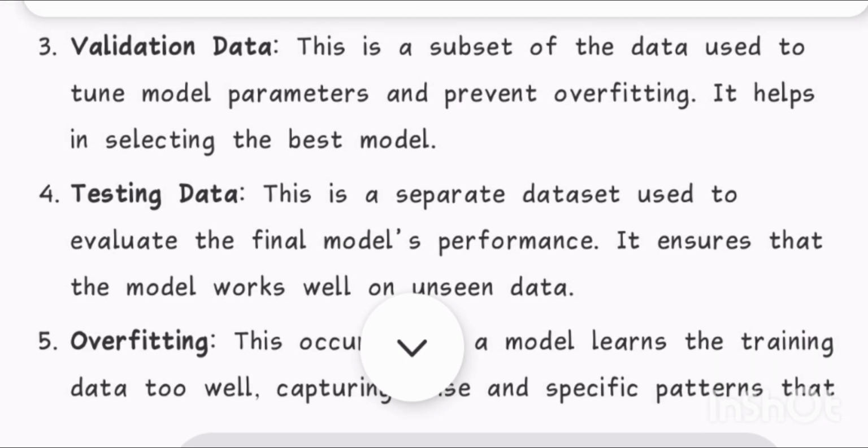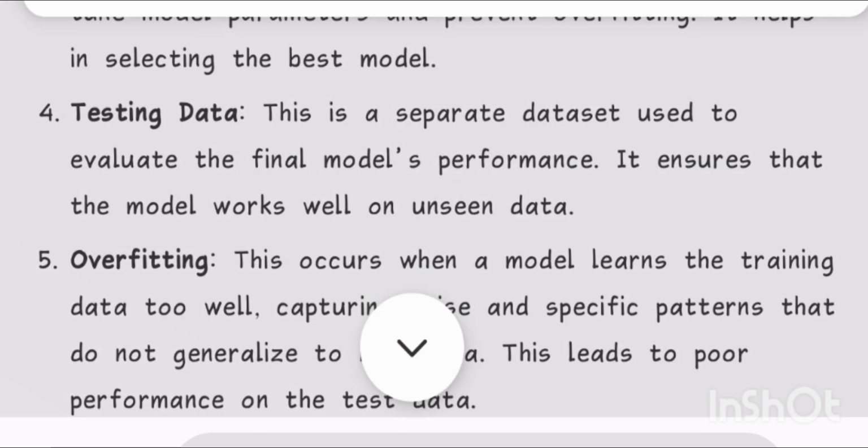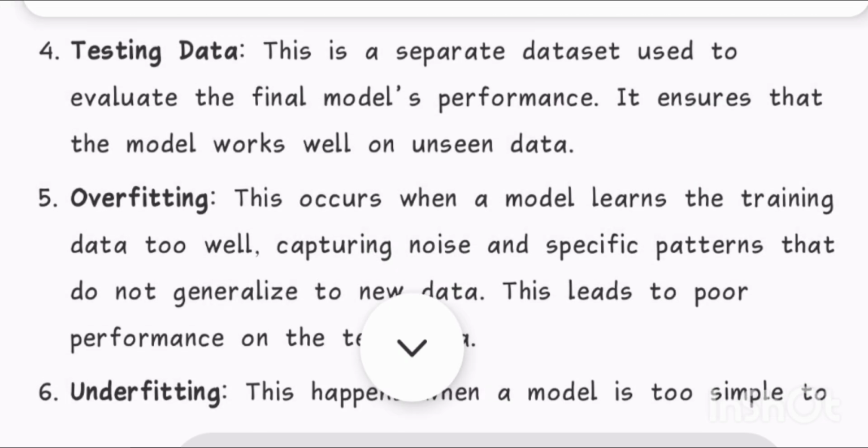3. Validation data. This is a subset of the data used to tune model parameters and prevent overfitting. It helps in selecting the best model. 4. Testing data. This is a separate data set used to evaluate the final model's performance. It ensures that the model works well on unseen data.